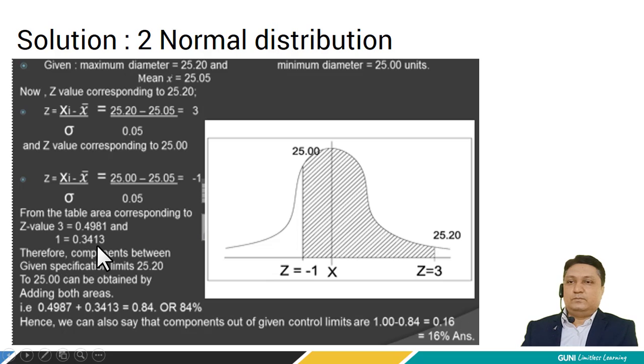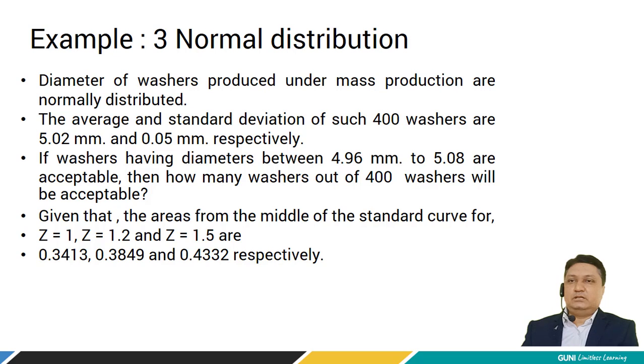So therefore the components between the given specification limit 25.20 and 25 can be obtained by adding both areas. So adding both areas, we get 0.84 or 84%. Hence we can say that components out of given control limits are 1 minus 0.84 is equal to 0.16 or 16%.